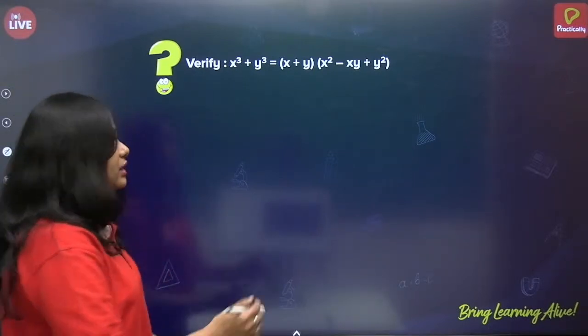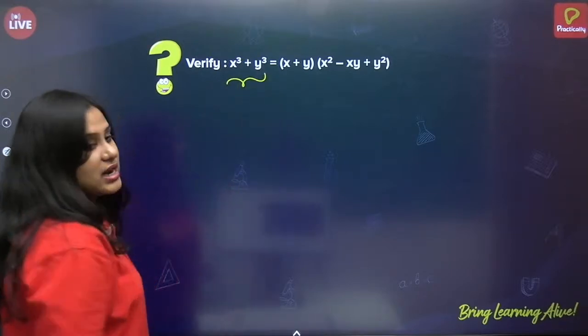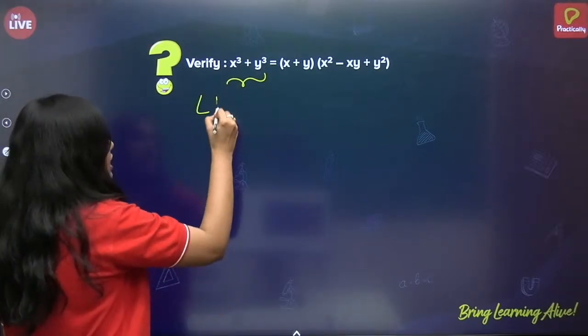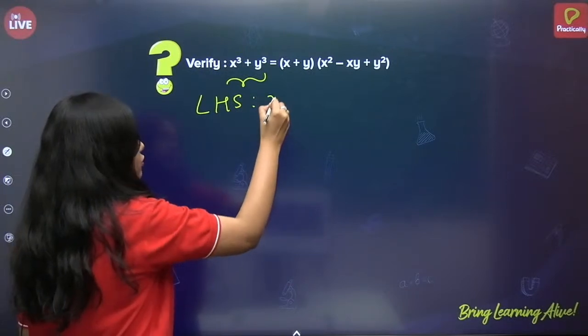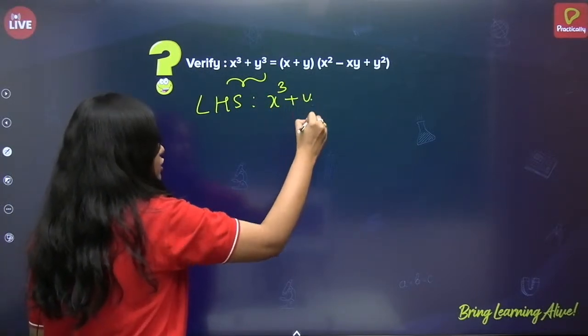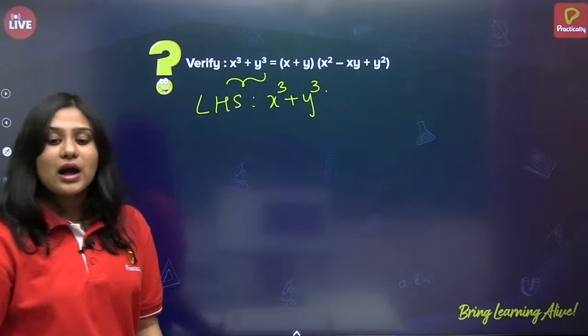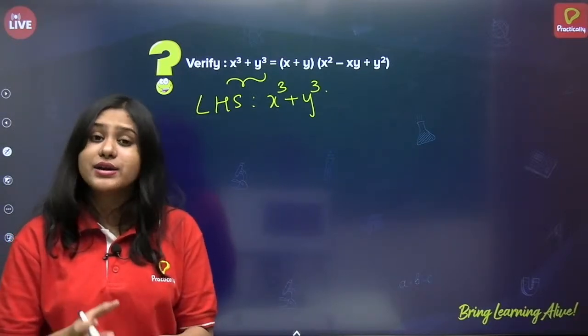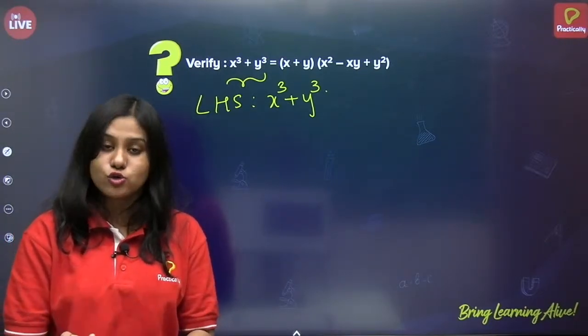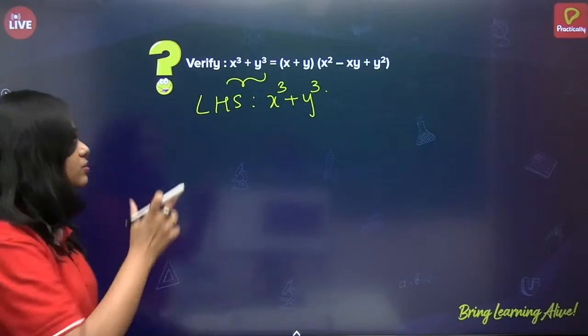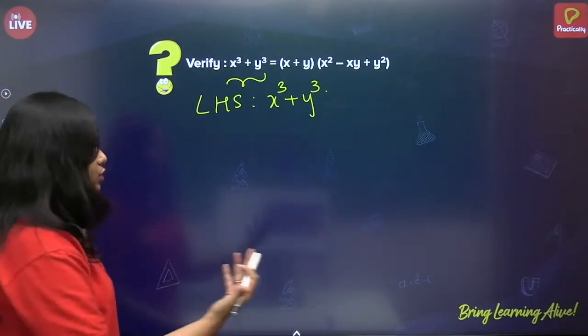How do we do it? First, let us take the left hand side of the equation. LHS is equal to x cube plus y cube. Now, what formula or identity do I know which involves cubes, x plus y whole cube? So I will see whether I can do something with it.